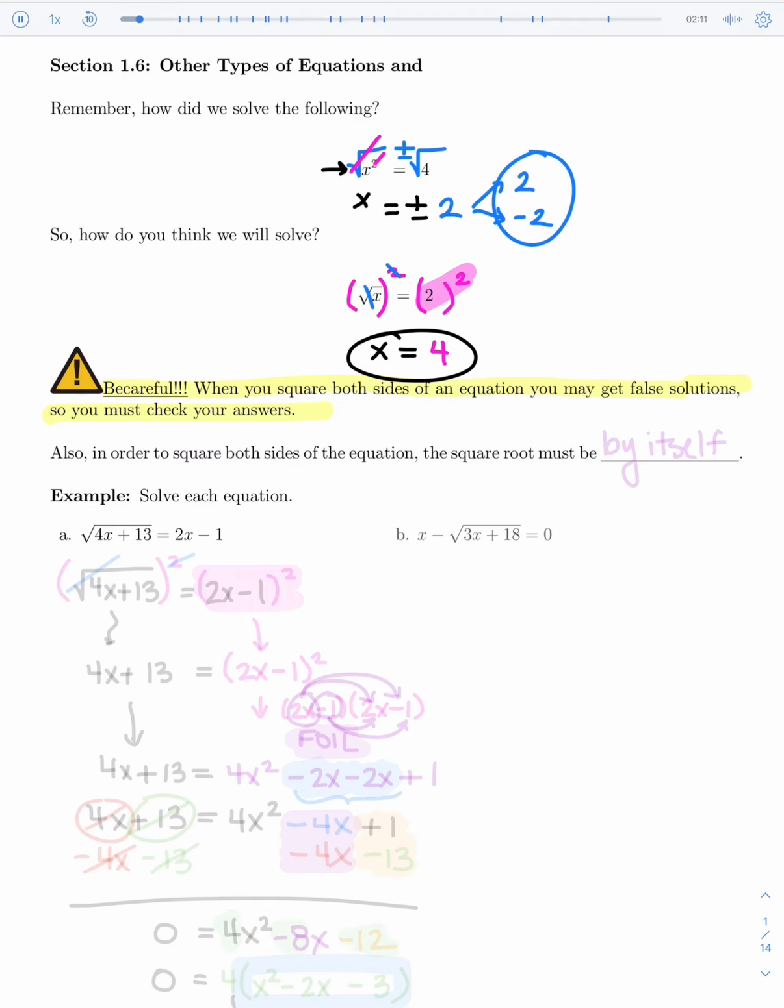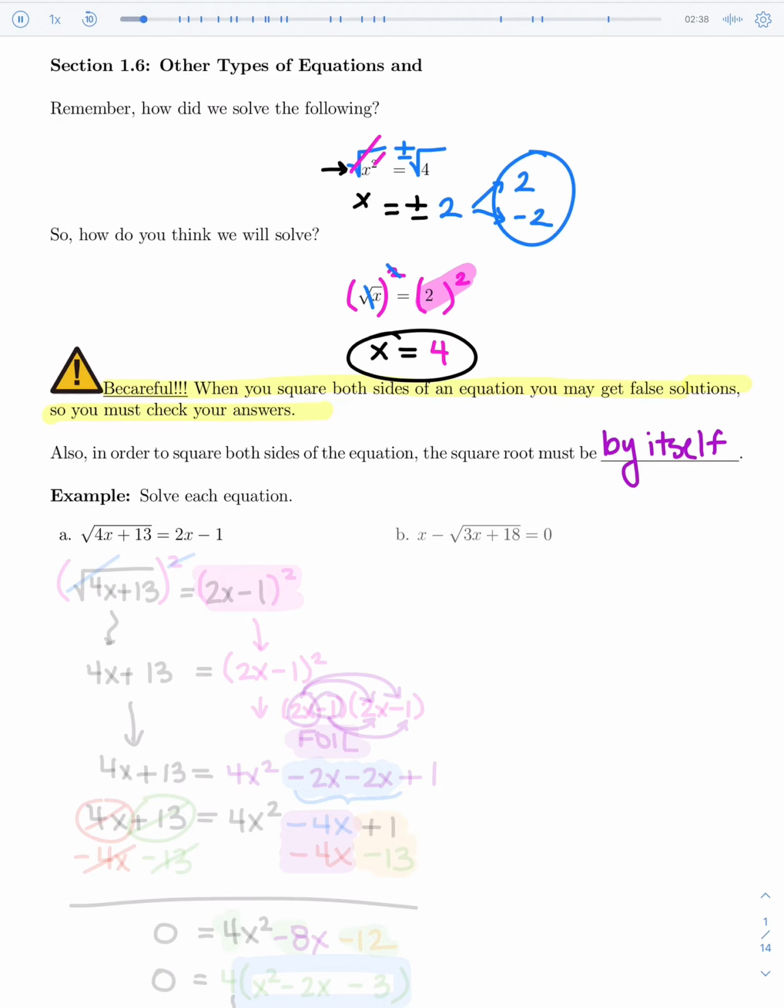So, in order to square both sides of the equation, be careful though, you have to make sure that the square root is by itself, just like we couldn't get rid of squaring by using the square root unless the squared term was by itself. So let's take a look at a couple of examples.